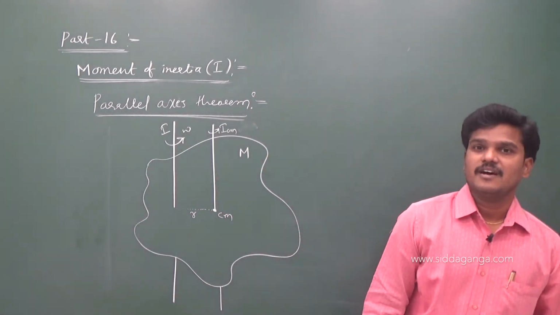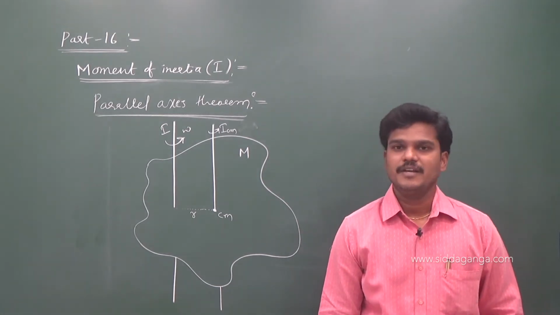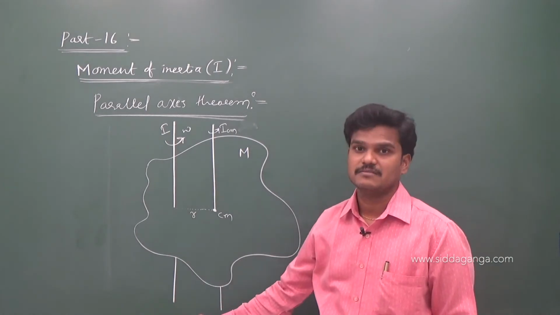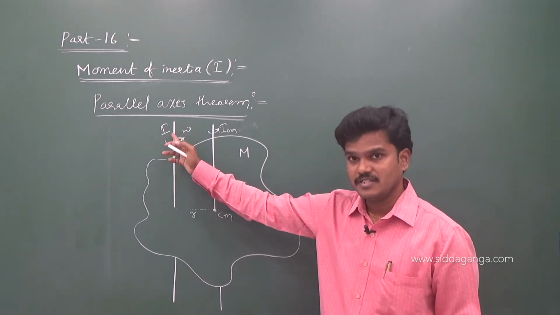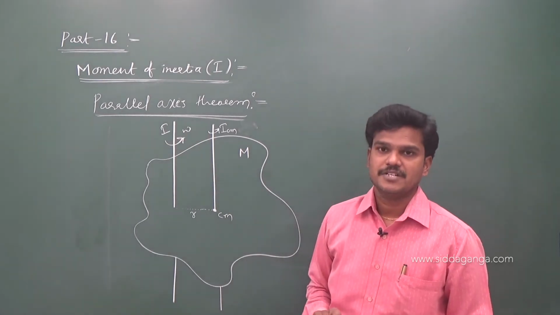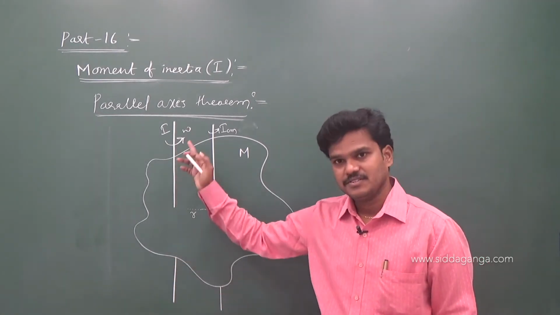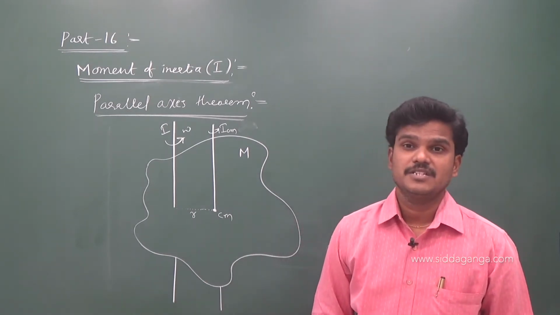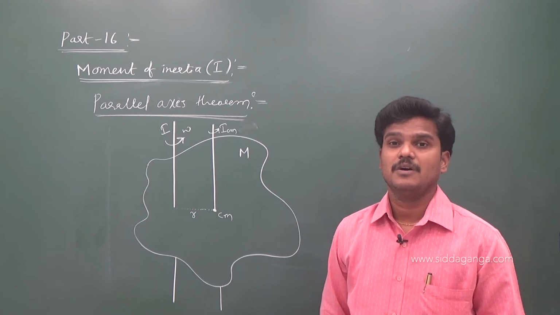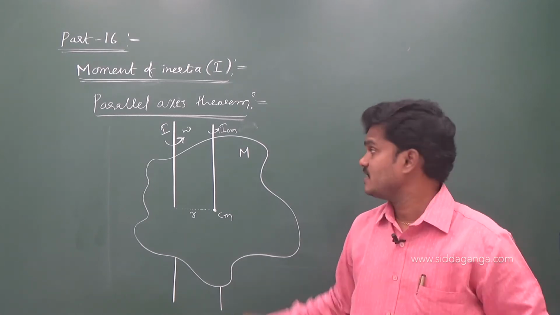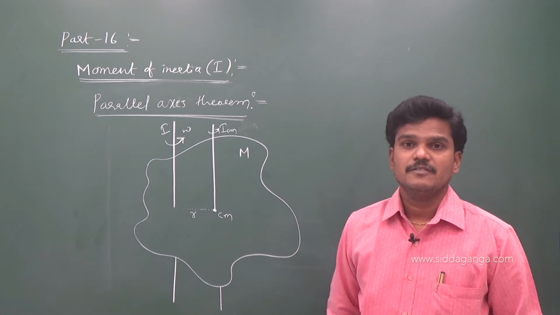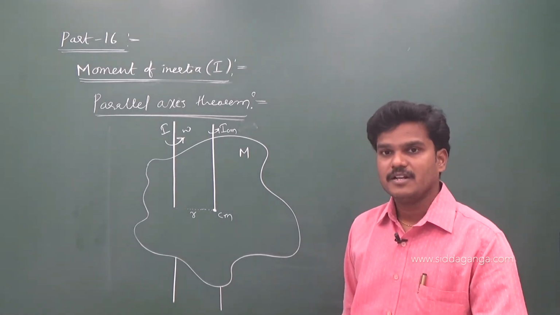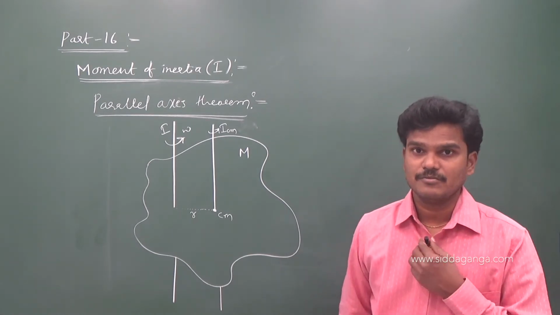So, what are I and ICM here? I is the moment of inertia about any axis. ICM is the moment of inertia passing through the center of mass of a rigid body, or a plane lamina.